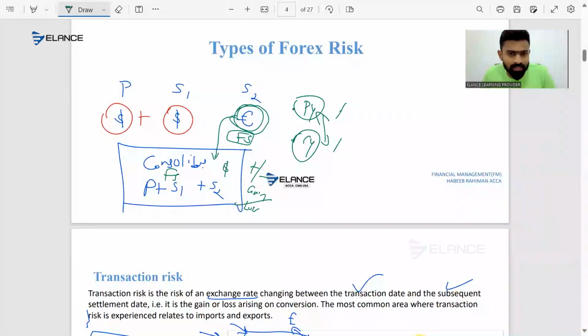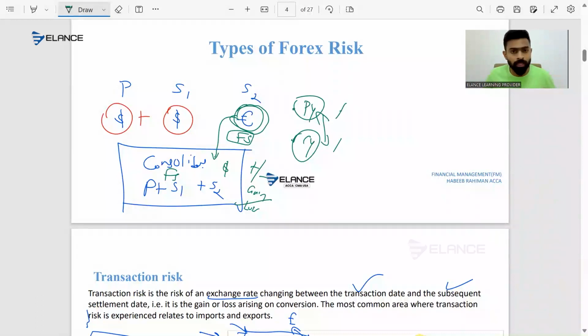So Sri Lankan customers have to buy Indian rupee in order to make payment to us. Is it okay? I'll come once again. Please listen carefully. We are selling goods to Sri Lanka. So Sri Lankans are buying goods. In order to pay us, they require Indian rupee.